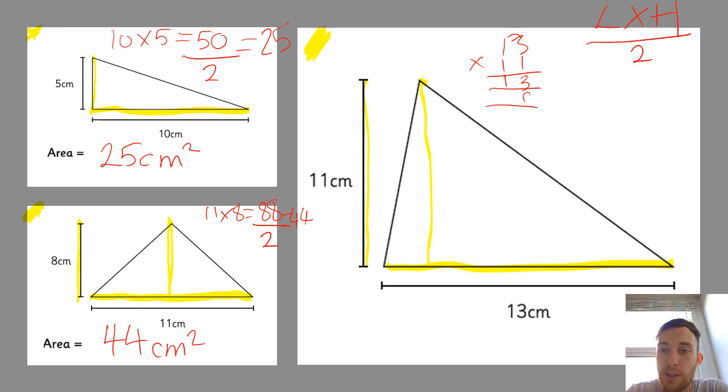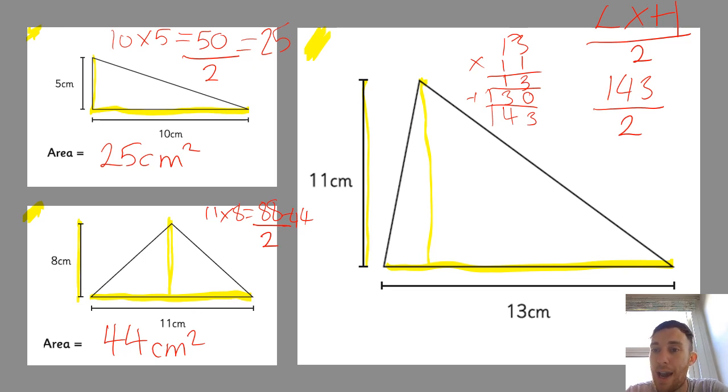And then we put our placeholder in. 3 times 1 is 3, and 1 times 1 is 1. We add those together. 3 add 0 is 3, and then 1 add 3 is 4, and then 1 add 0 is 1. So therefore, if this was a rectangle, the area would be 143 centimeters squared, but this is a triangle, so we now need to divide that by 2.